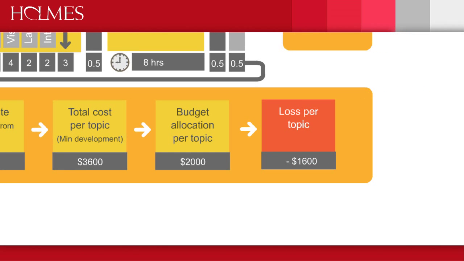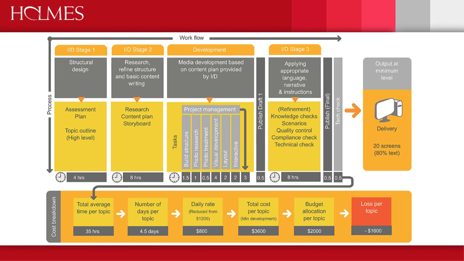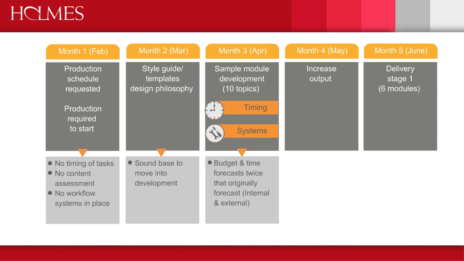So this analysis shows that budget and time forecasts have been dramatically underestimated. This obviously has a significant impact on the project, not only from our perspective, but for internal production as well, because their time breakdown is much the same as ours. For the 6 modules we're developing, we'll have a $90,000 shortfall in budget.